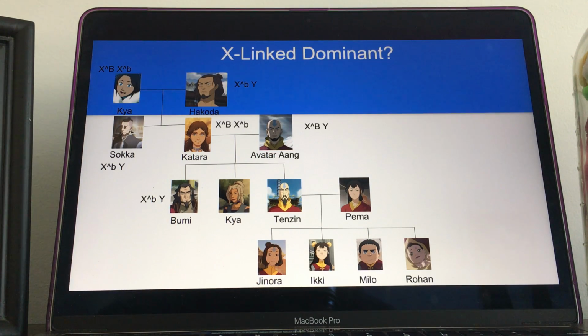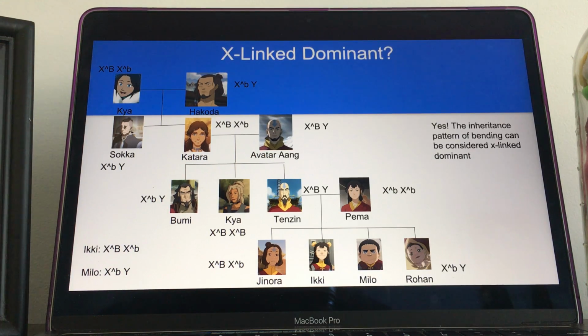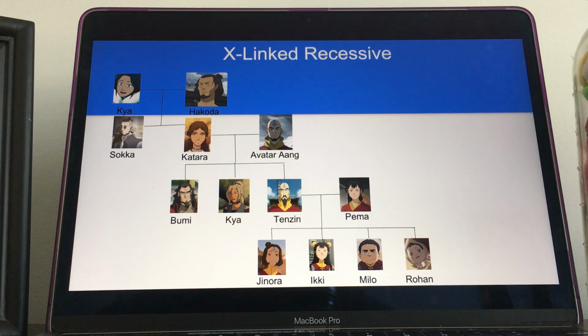Well, let's take a look. From the possible genotypes, yes, it actually could be X-linked dominant as well. Just give you a second to check out those genotypes. And could it be X-linked recessive? Well, not likely again, but let's just take a look anyway.